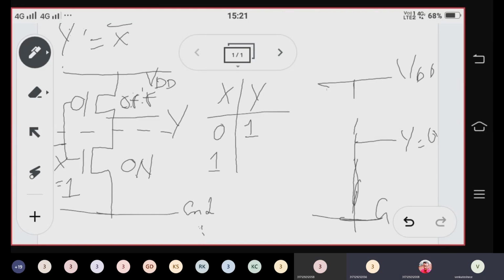Ground means it is a low voltage, which is equal to 0 volts. So whenever I give input 0, I get output equal to 1. And whenever I give input 1, I get output equal to 0. Right? So our circuit is acting like an inverter. Now, I think everyone understands the operation of an inverter, right? Yes, sir.